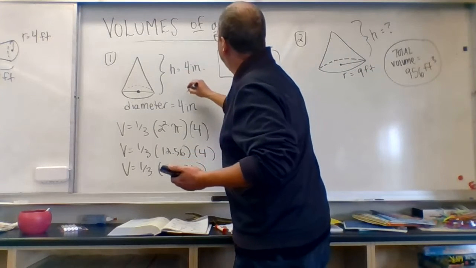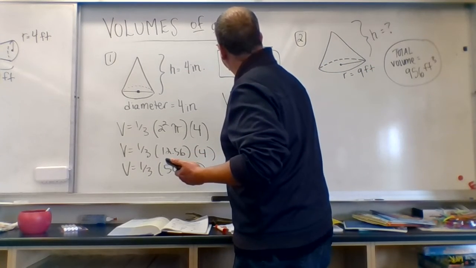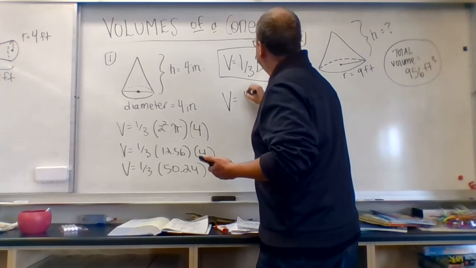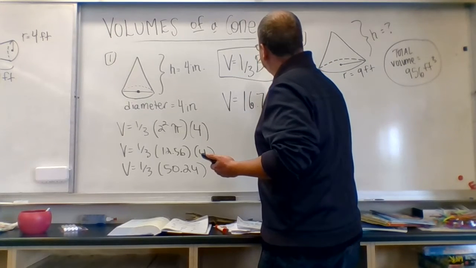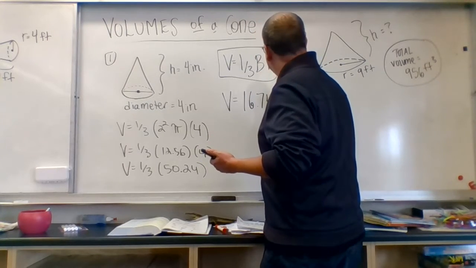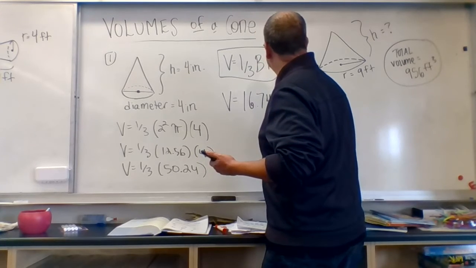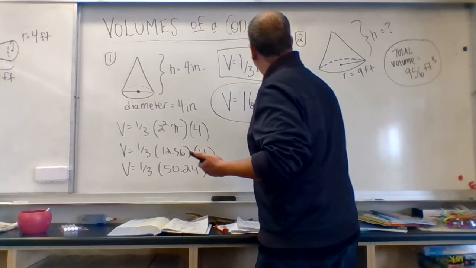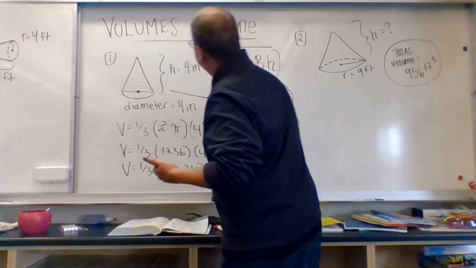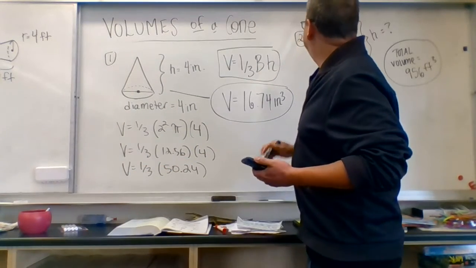So the volume of this cylinder, the amount of space inside of that cylinder is 16, and I'll do it to the hundredths, 74 hundredths inches cubed. All right. So there we go. That's that volume.